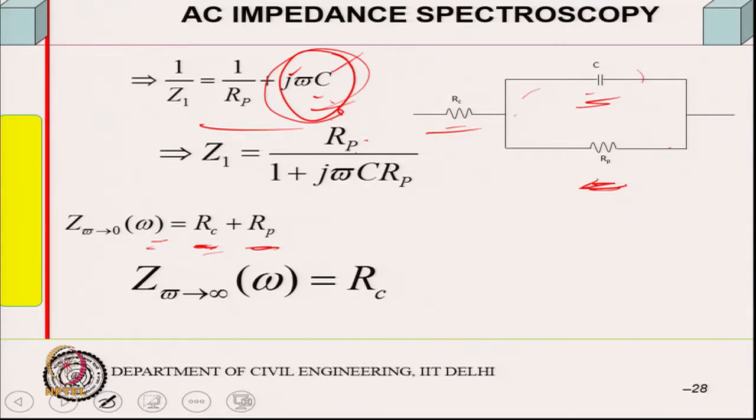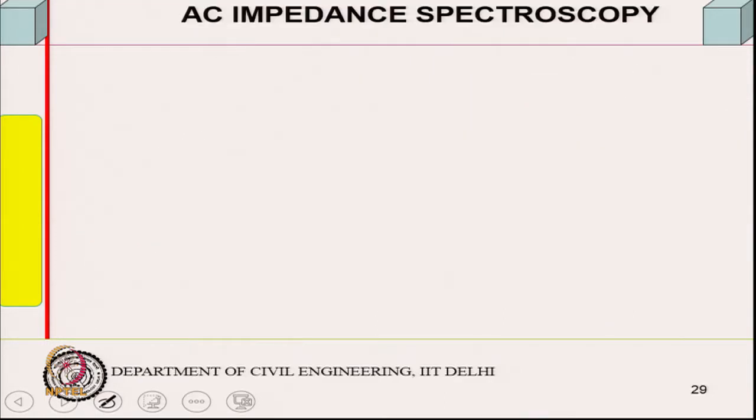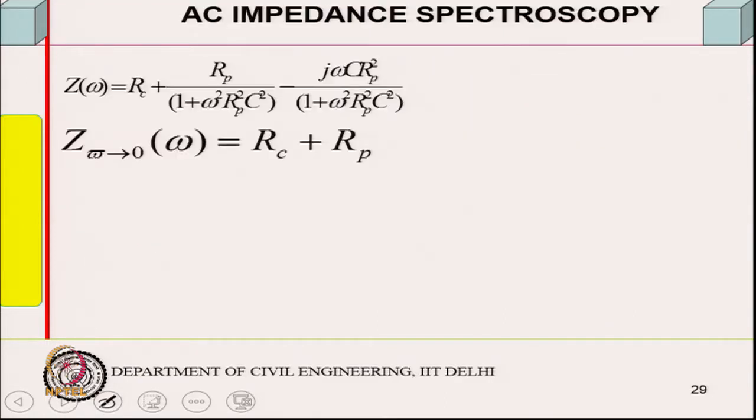If I divide by Rp, I get 1 by Rp. So, omega is infinity. Overall, from the circuit, it will turn out to be Rc. You can calculate the equivalent circuit and use omega being very large, so it will turn out to be Rc. This was for Z1, only this part. So, one can calculate this out. This is the formula actually.